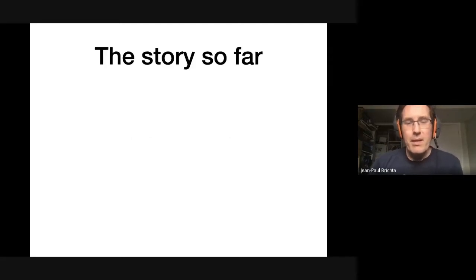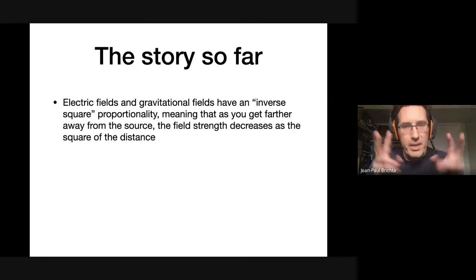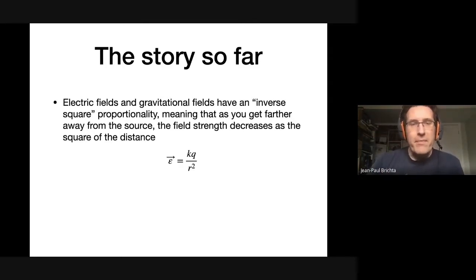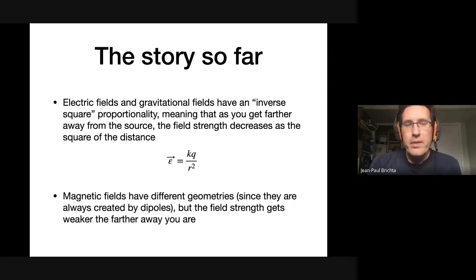We've talked about how both electric fields and gravitational fields have this inverse square proportionality. So that mathematically, for example, if we look at the electric field, it has a field strength that's related to a constant times the charge at the center divided by the distance squared. So that's fine. And you might wonder, if we have this inverse square proportionality for electric fields and for gravitational fields, then what should the field strength for a magnetic field do? Because after all, this almost seems like everything should be this way, right?